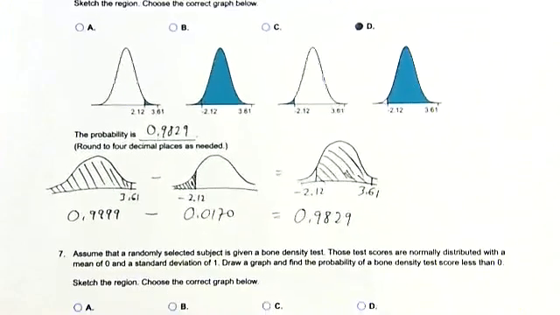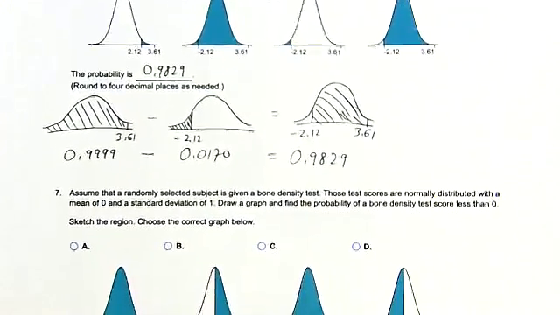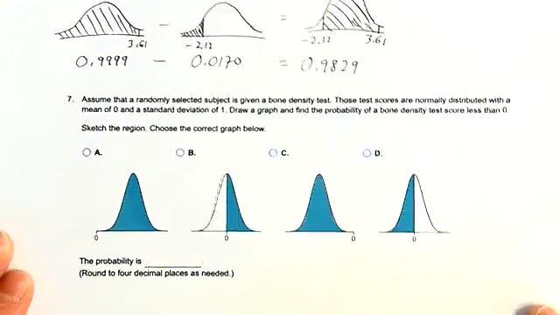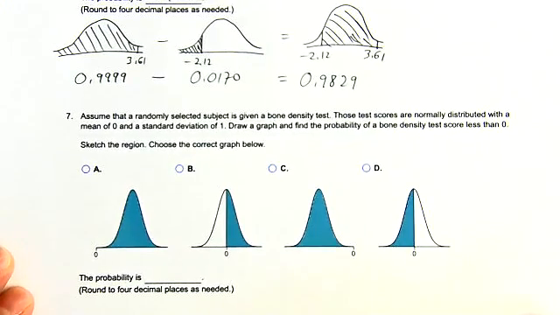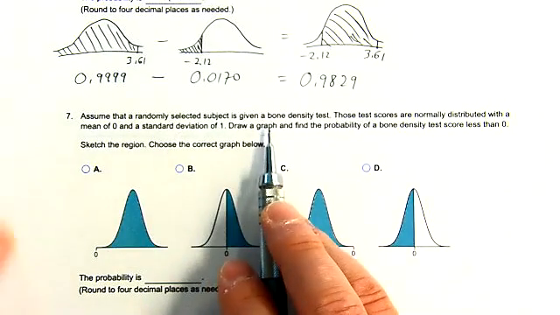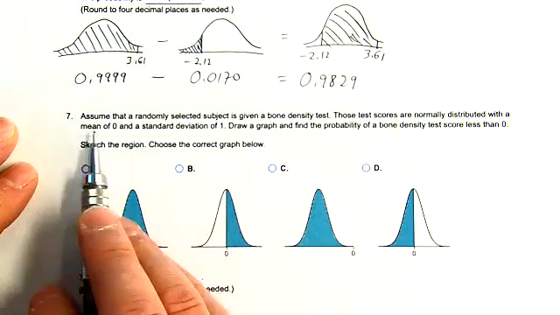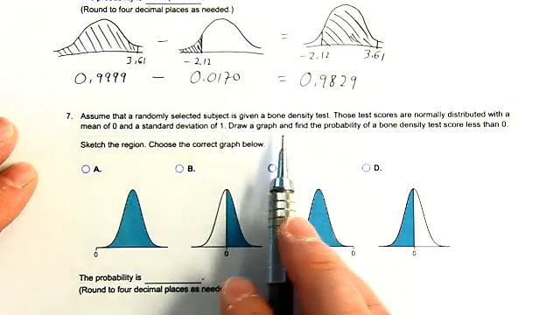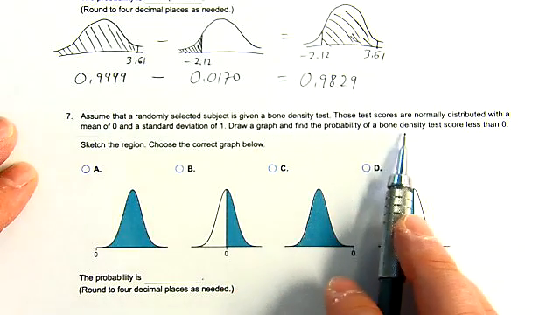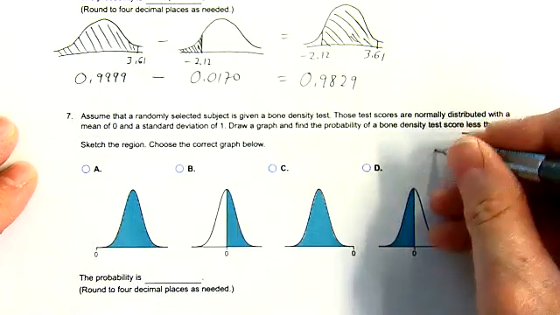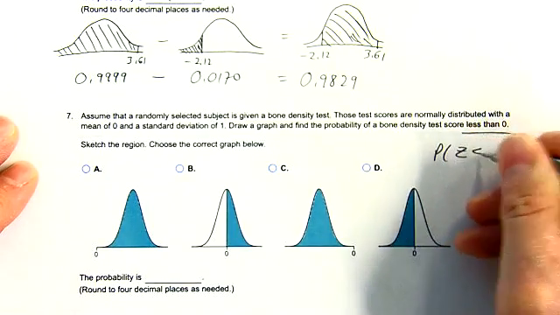Okay, 7. Another one where we have the picture. So it says, assume that a randomly selected subject is given a bone density test. Those test scores are normally distributed with a mean of 0 and a standard deviation of 1. Draw a graph and find the probability of a bone density score less than 0. So less than 0 is saying, what's the probability that z is less than 0?